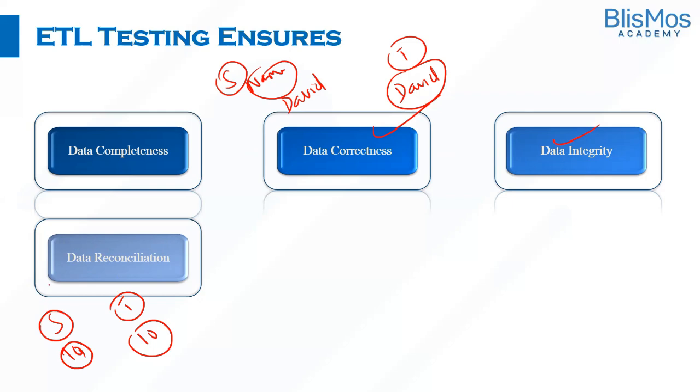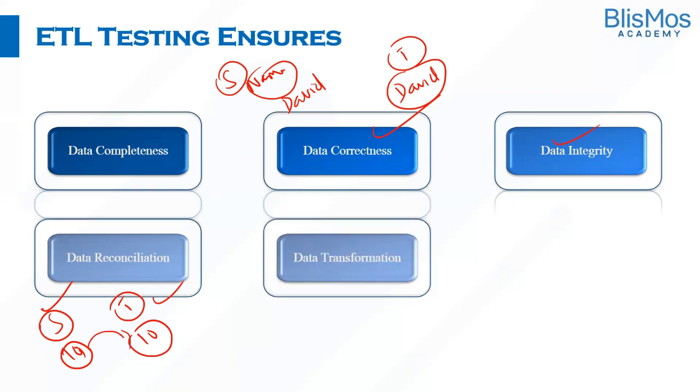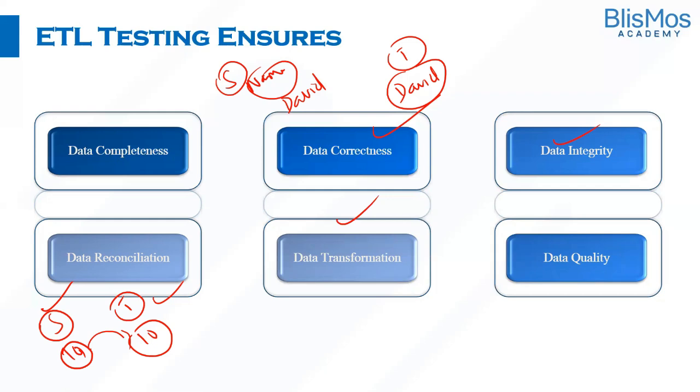ETL testing also ensures data reconciliation is taken care of. Reconciliation is like, let us say in the source you have 10 records. In the target, as per the requirement, there should be 10 records. It will ensure that the 10 records are moved from source to target. As you know, the core of the whole data warehouse is data transformation. So ETL testing also ensures data transformation is taken care of appropriately as per the business requirements. We'll take a look at that in future videos. ETL testing ensures the quality of the data is also correct, like syntax and reference tests. All these things come as a part of data quality.